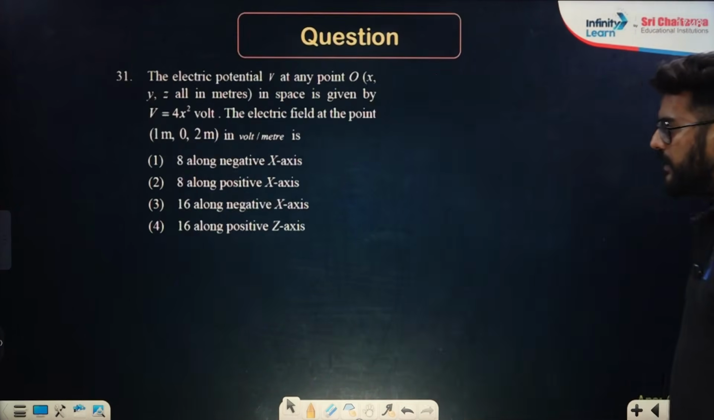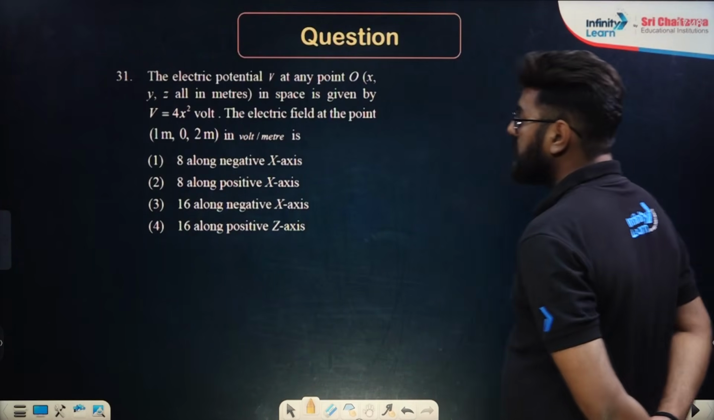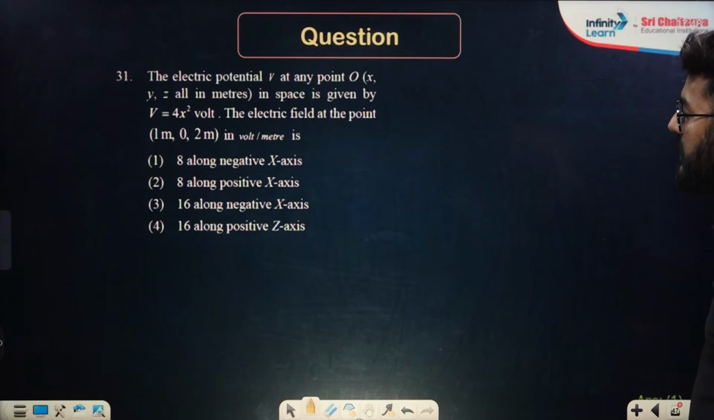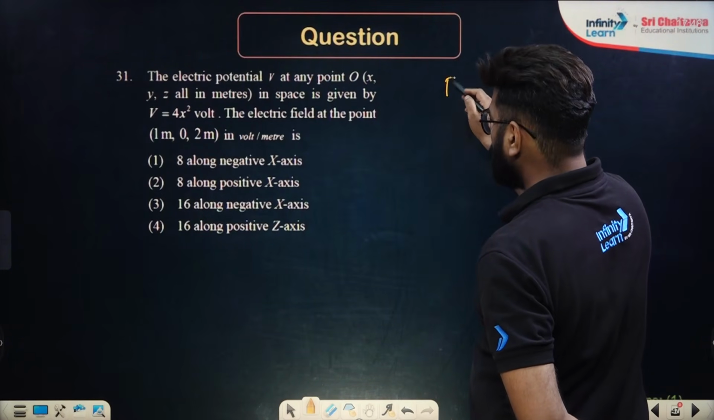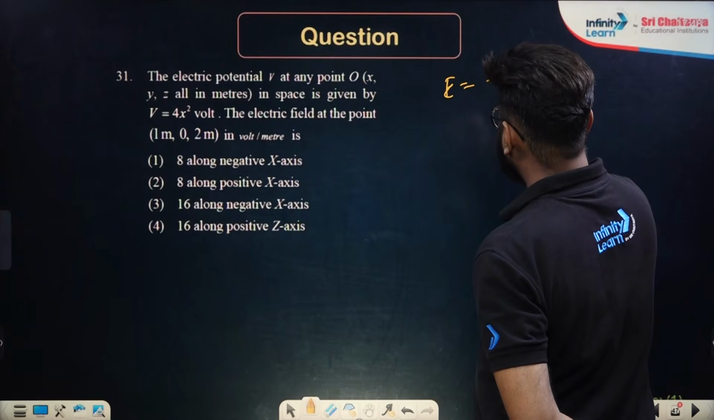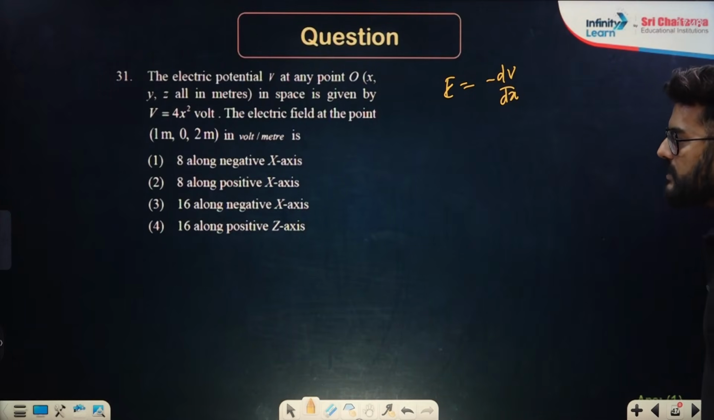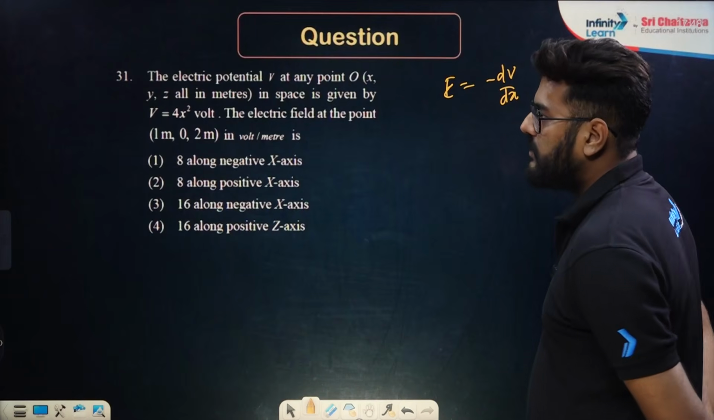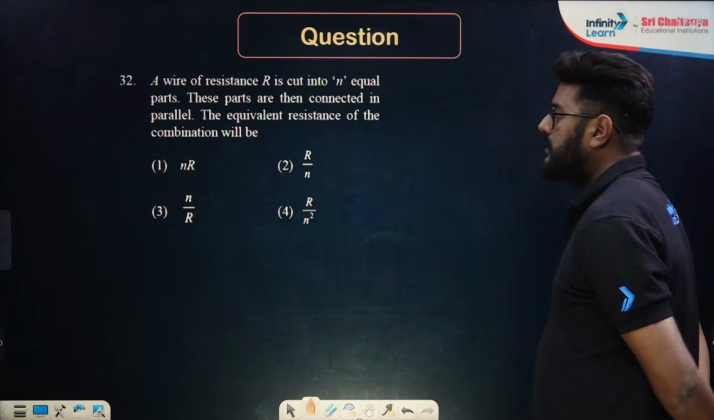Correct. Moving ahead. The electric potential V in space is given by V equals 4x square, the electric field at point. So you will have to simply use E is equal to minus dV by dx. Differentiate it, you will get minus 8x, keep the value of x as 1. So it will be minus 8 I cap. That means 8 along negative x-axis.